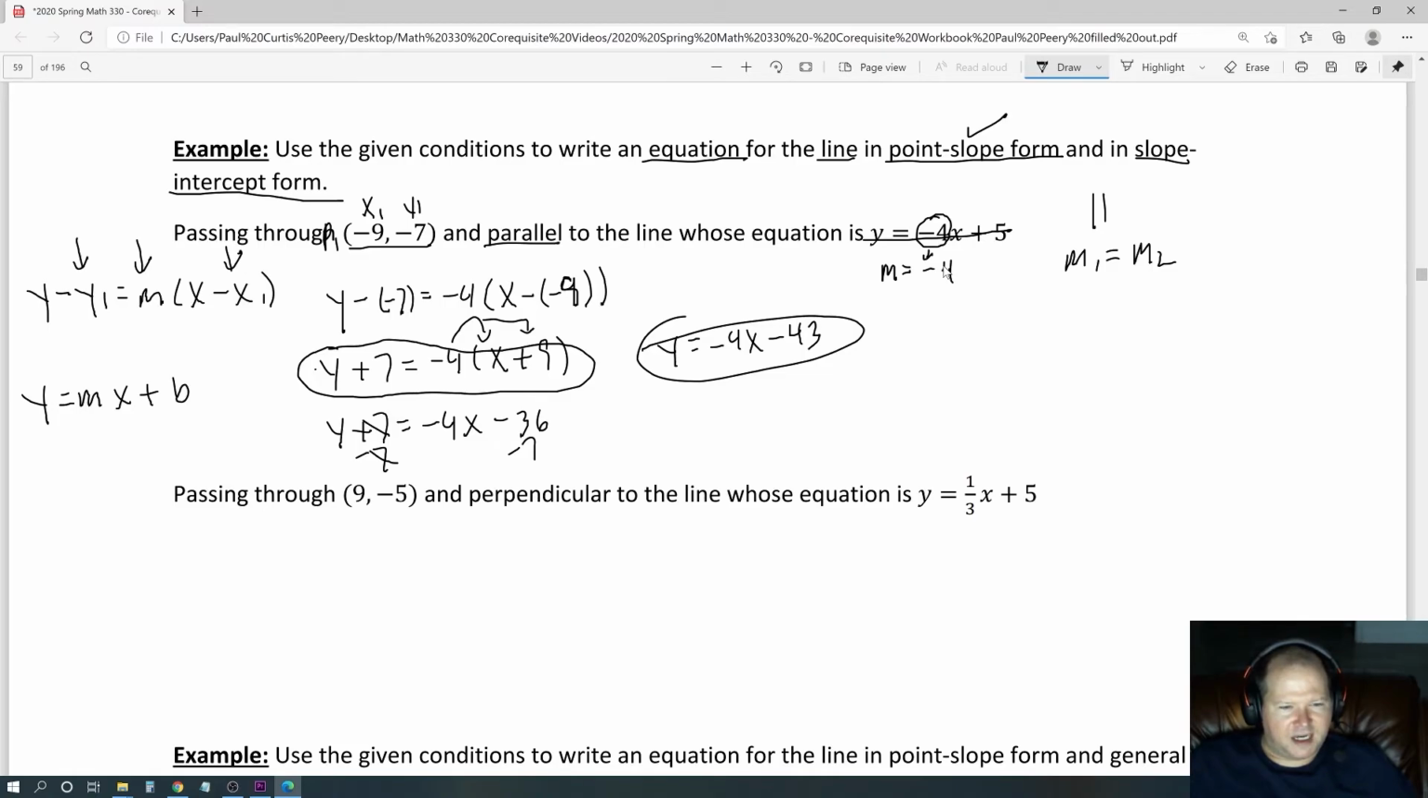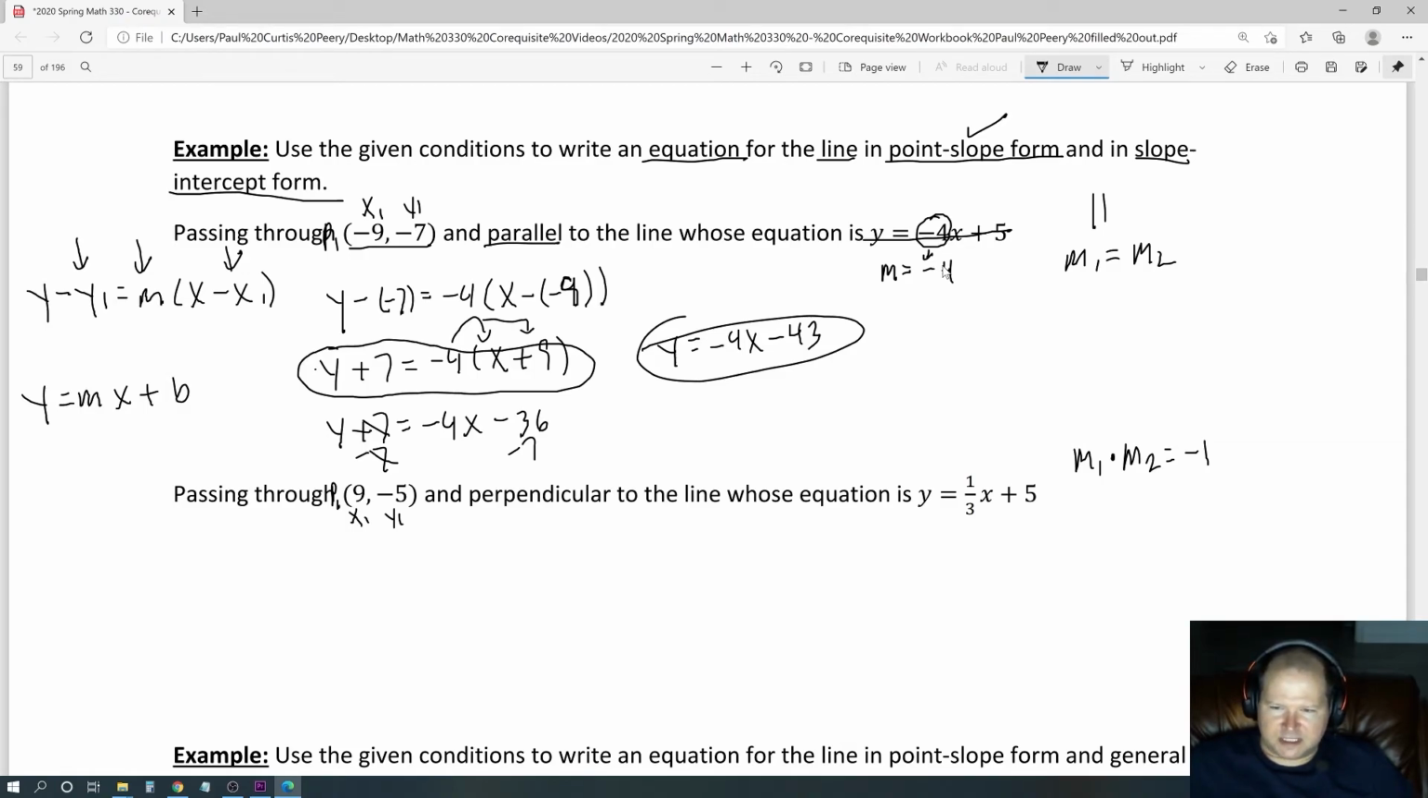Passing through 9, -5, and perpendicular to the line whose equation is y is equal to 1/3 x plus 5. Okay, so we have a point, which means we have x1 and we have y1. And we have an equation, but now it's perpendicular. Now what that means is if we multiply the slopes together, we should get a -1 if they're perpendicular. Or to put it another way, this is a negative reciprocal.